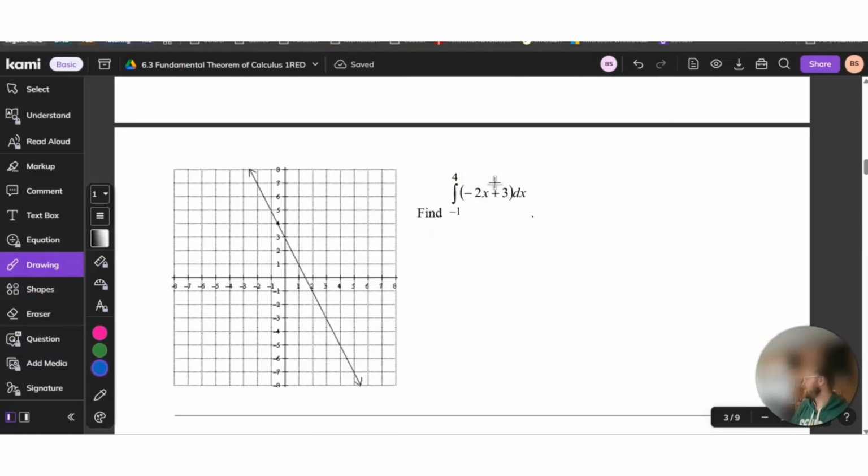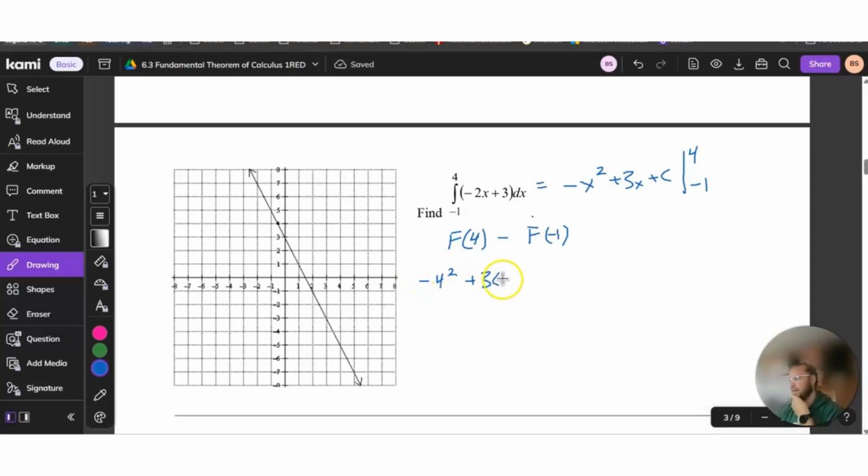Shall we do another one? Now they're going to get interesting. Ready? Still negative x squared plus 3x plus c, evaluated from 4 to negative 1. So that means it's going to be f of 4 minus f of negative 1. Since we had a little bit of trouble with that last time, let's write that out again. So it's going to be negative 4 squared plus 3 times 4, minus negative 1 squared plus 3 times negative 1.